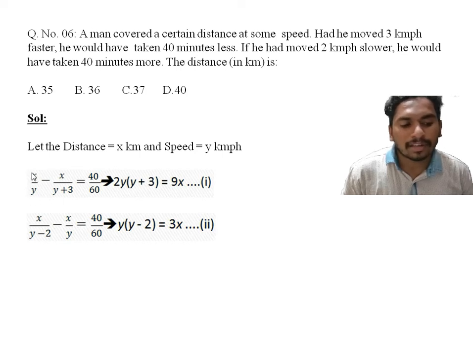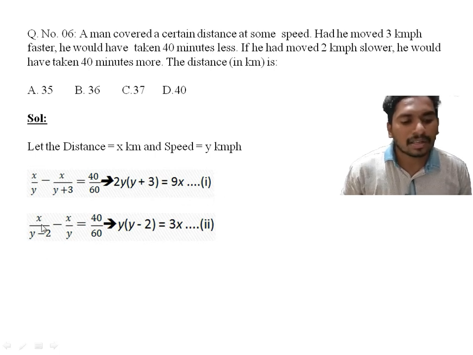Whatever the time that corresponds to this distance and speed, if the distance is the same and the speed is increased by 3 kilometers, he will reach there 40 minutes earlier. So the difference will be 40 minutes, and if you convert this into hours, that will be 40 by 60. If you solve this, you will get an expression like this, that is 2y into (y plus 3) is equal to 9x, that is 1.